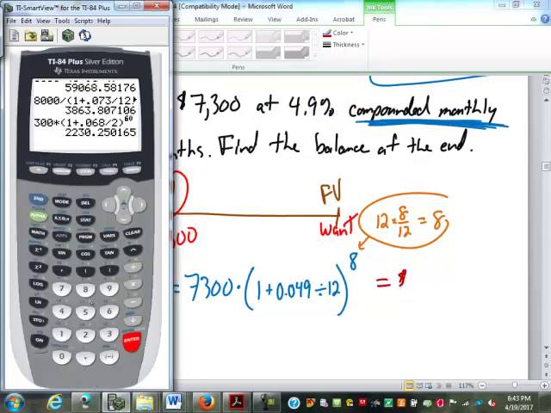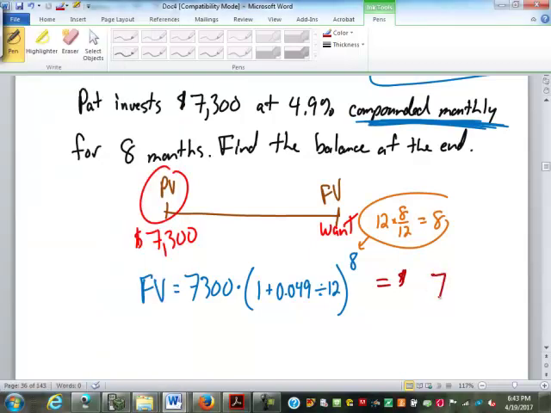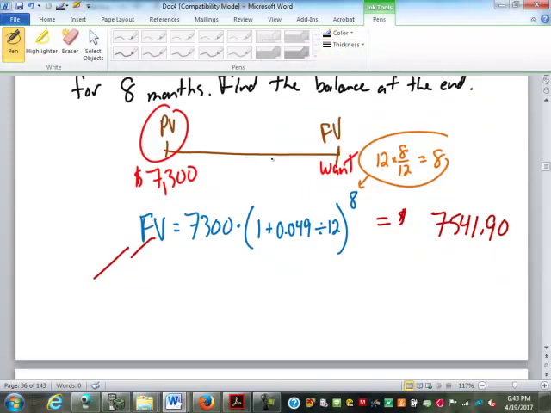So 7,300 times parentheses 1 plus 0.049 divided by 12, power of 8. 7541.90. So at the end of the 8 months, Pat will have $7,541.90. Any questions on that one?